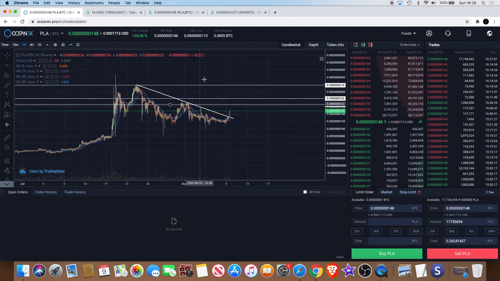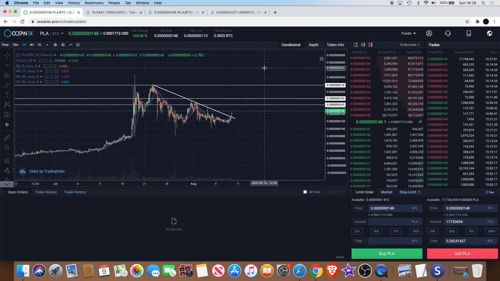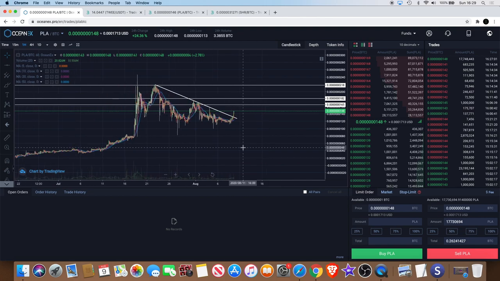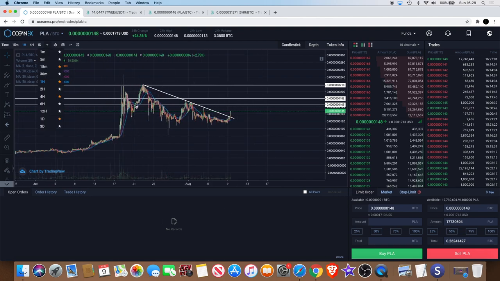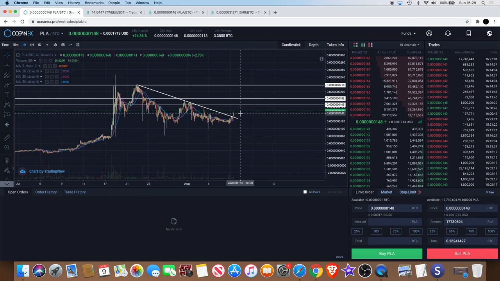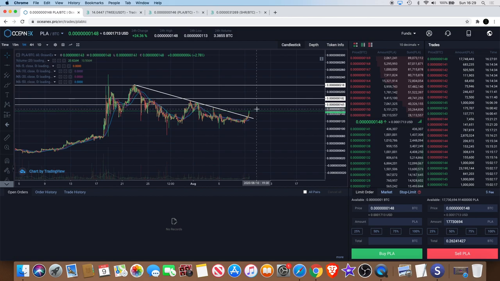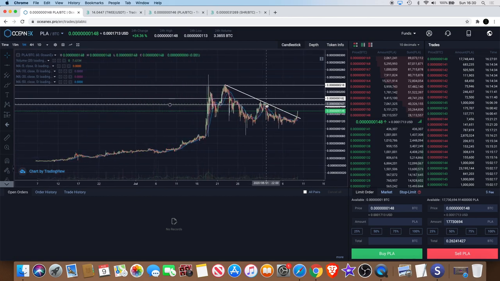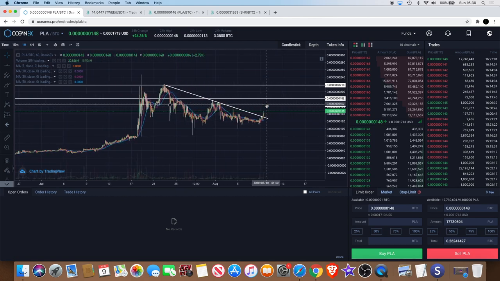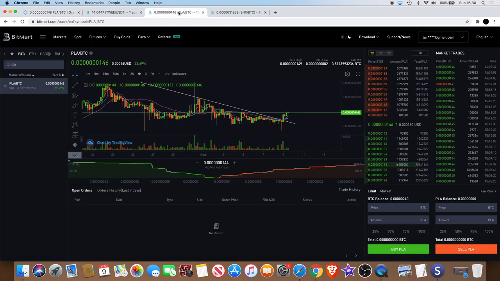I would like to see it break that and continue to the upside. Obviously Plair is very cheap and you can pick up a lot of Plair right now, and it would be nice to see some more volume, to be honest. But I think that there will be a follow through. I don't see why not. And yeah, hopefully we can see some fireworks in Plair. So yeah, some of you guys should be happy about that.